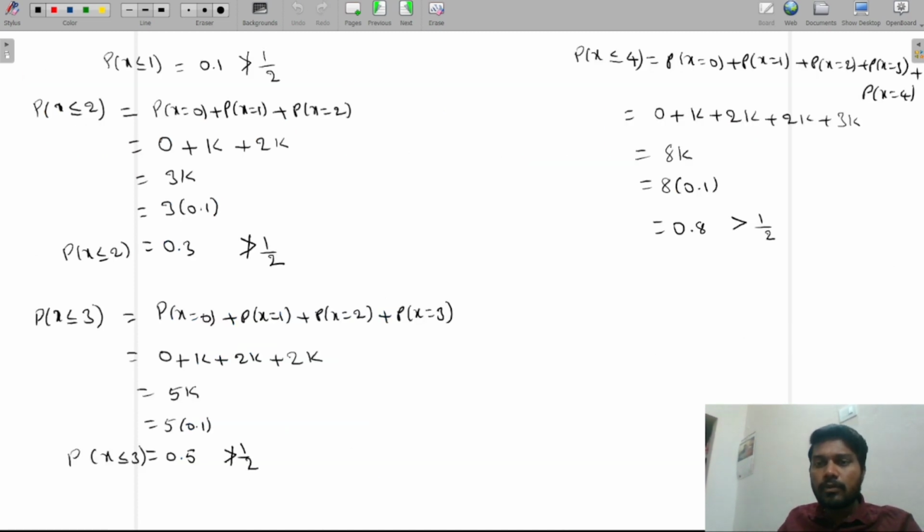At k equal to 4, right? So what can I write here? Hence at k equal to 4, we are getting probability greater than 1 by 2. I mean, this is the minimum value of k. Okay, right. So now we'll see the third question.